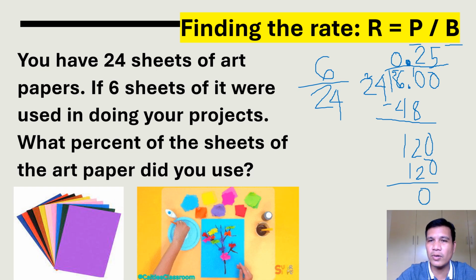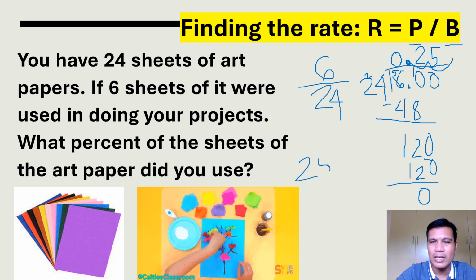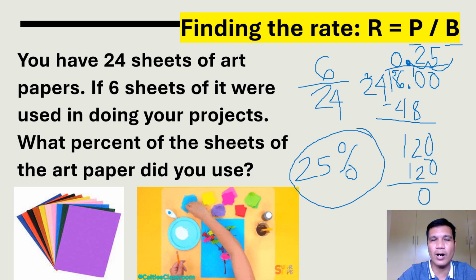But we are looking for the rate. So, change this into percent. So, let us move the decimal twice to the right. Very good. 1, 2. It will become 25. Then, na-fix the percent sign. Ayan. So, the answer is 25% of art papers were used. Okay.